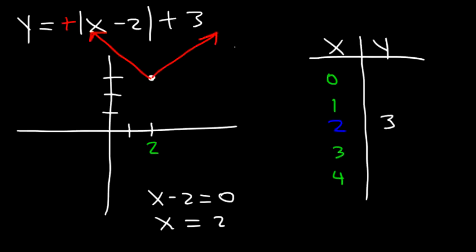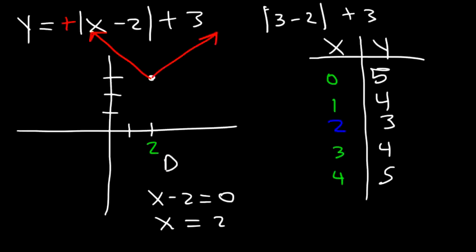When you plug in 3, the absolute value of 3 minus 2 is 1, plus 3, that's going to be 4. If you plug in 1, it's going to be the same thing. If you plug in 4, 4 minus 2 is 2, plus 3 is 5. If you plug in 0, you're going to get the same thing. And once you plot it, you're going to get a graph that looks like this.